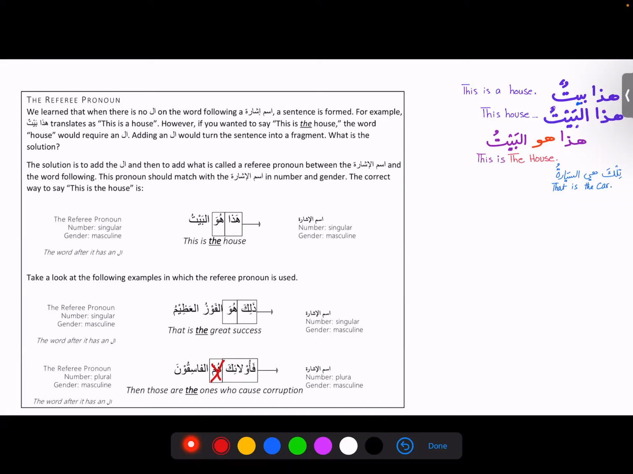But when I say those are the ones who are fasik, now I can bring this hum, whom. Why am I bringing hum? Why not huwa or any other pronoun? Because of the pronoun plural rule. Because ulaika is plural in number and its gender is masculine, so I need to bring the pronoun accordingly. So I'm going to say fa ulaika humul fasikun.